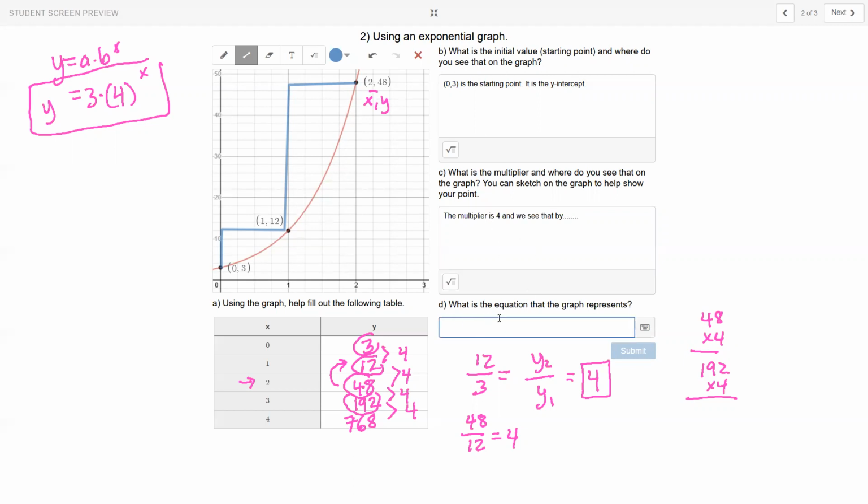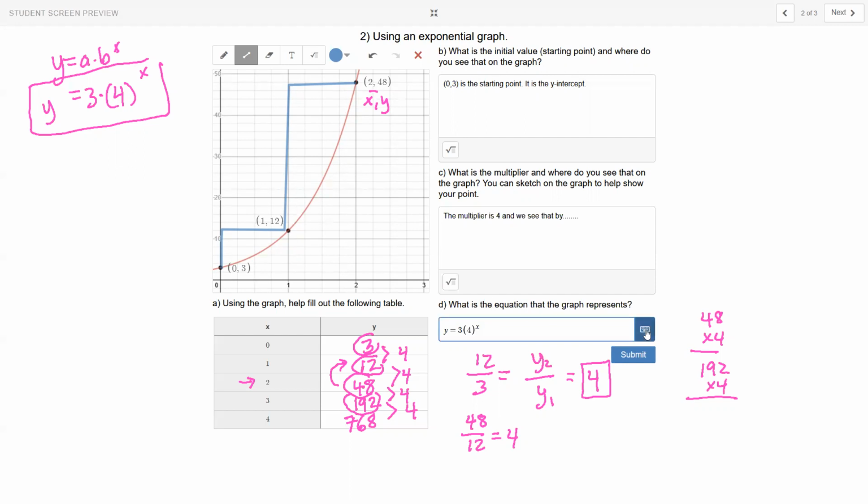And then part D, what is the equation that the graph represents? So we have to type this equation in. Practice typing. It's important to be able to type answers in. Y equals 3, and I just use the parentheses, and 2 parentheses automatically come up. I put 4, arrow over to the right, then press Shift 6, and then put an X. That's how you type in an exponent. 3 parentheses 4, arrow to the right, Shift 6, X. And it looks like that.